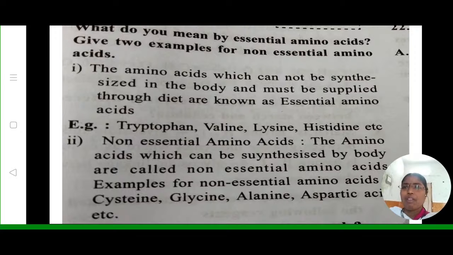Okay, next question. What do you mean by essential amino acids? Give 2 examples for non-essential amino acid. So can I repeat it? What do you mean by essential amino acid?